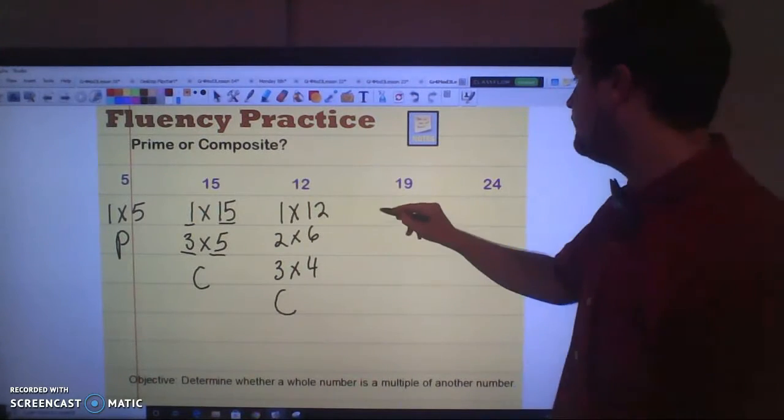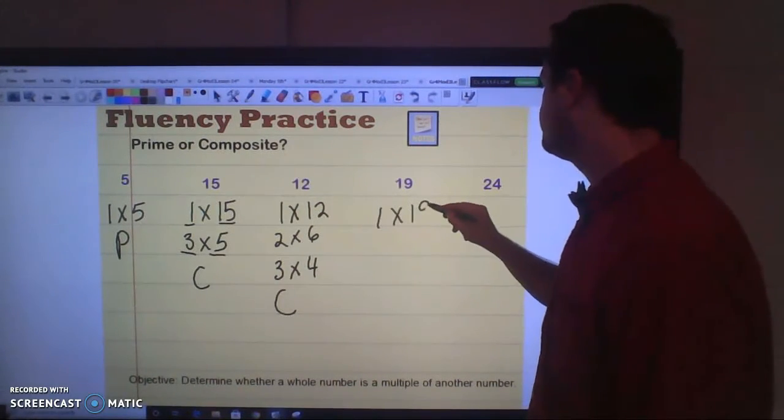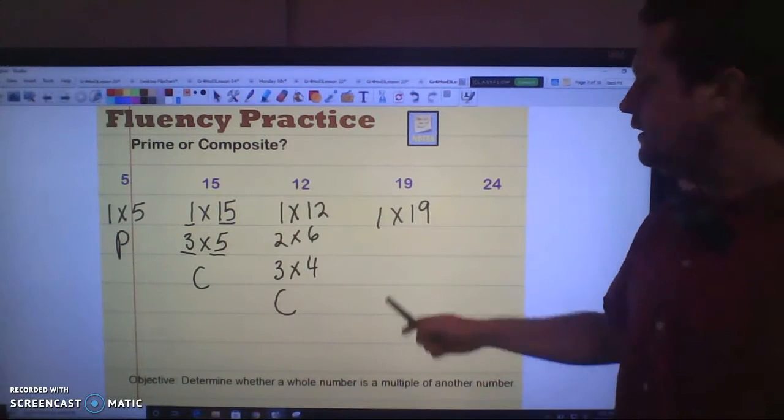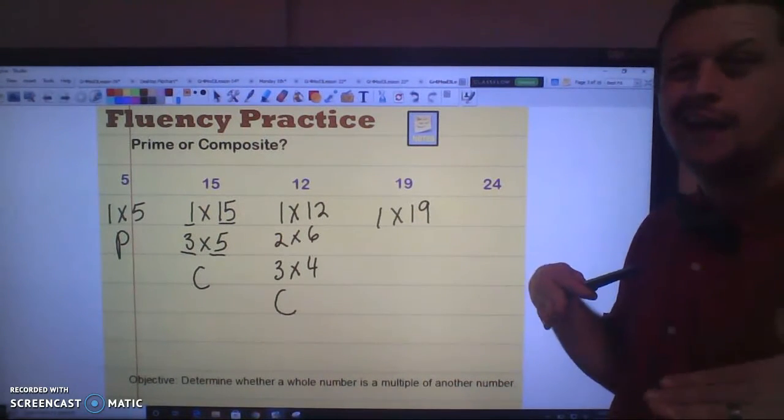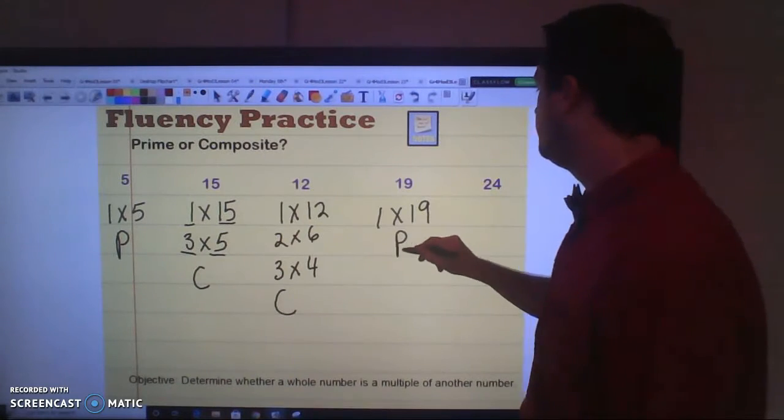Let's go to 19. I know it's 1 and 19. Okay, now, any other ones? No. So this means it is prime.